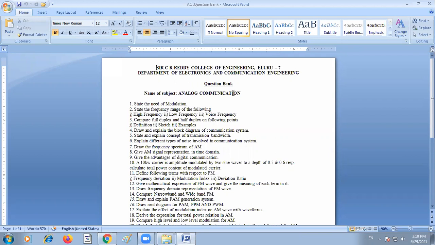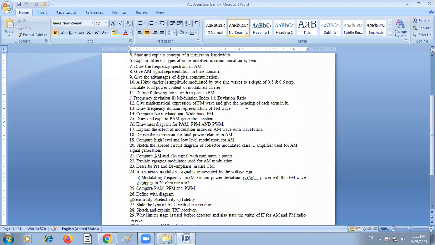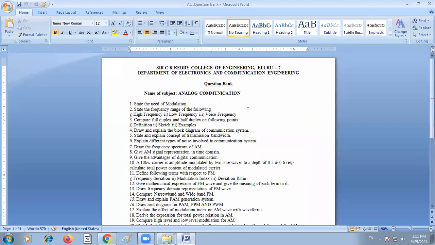In the previous class, we completed the syllabus with the pulse modulation schemes. That is the last chapter. Today we are going to discuss some old questions. I have given some questions here, including all 5 units. These are the probable questions, important from the examination point of view.